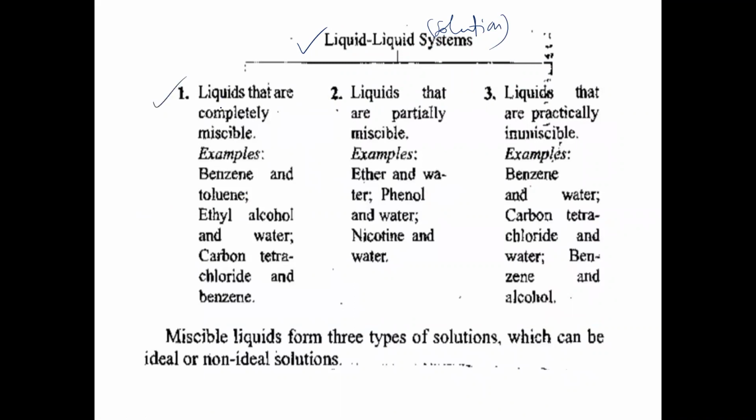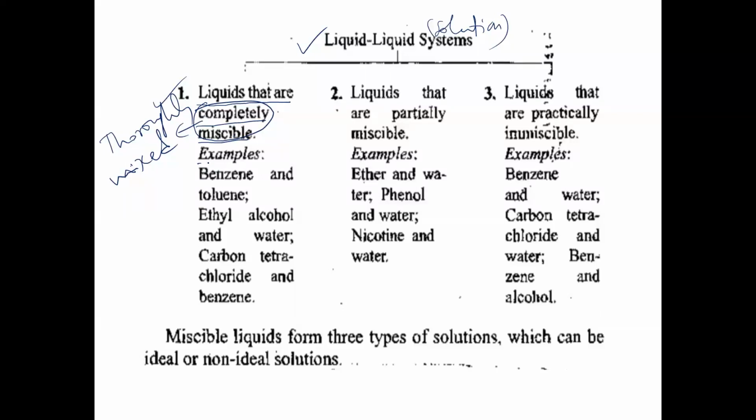Now first type here, liquids that are completely miscible. Miscible means can be mixed with one another. Completely miscible means thoroughly mixed. So when you mix 2 liquids, the 2 liquids will be thoroughly mixed. The liquids that are completely miscible with each other, thoroughly mixed with each other.